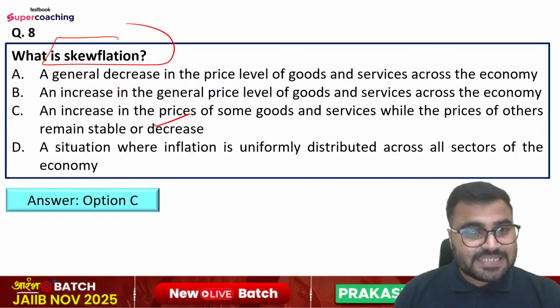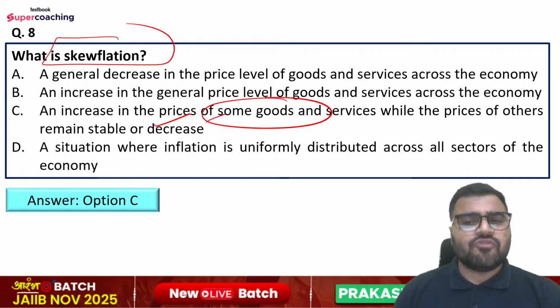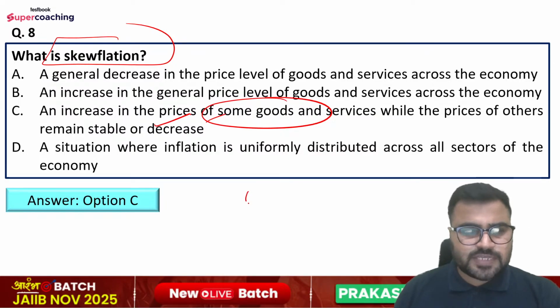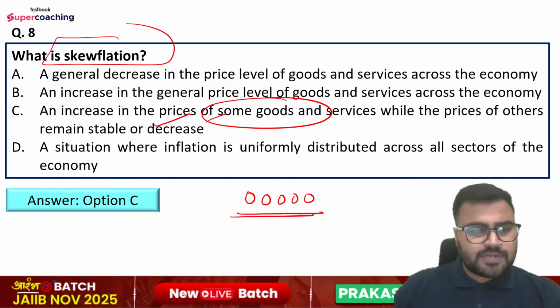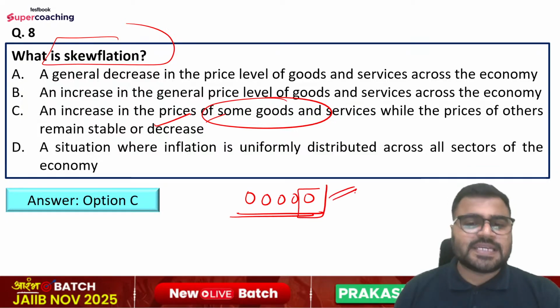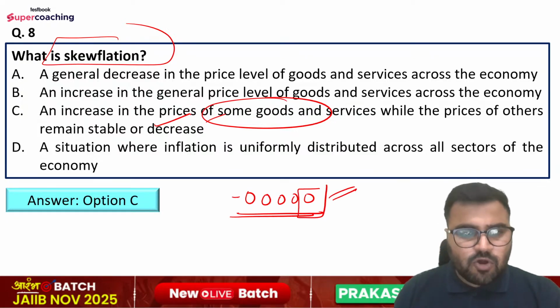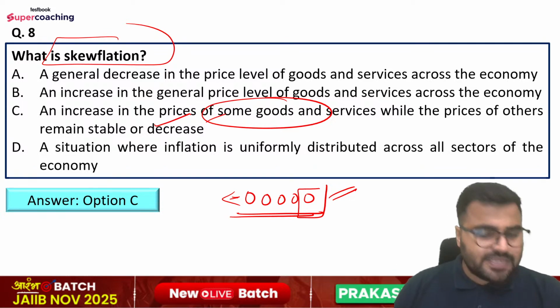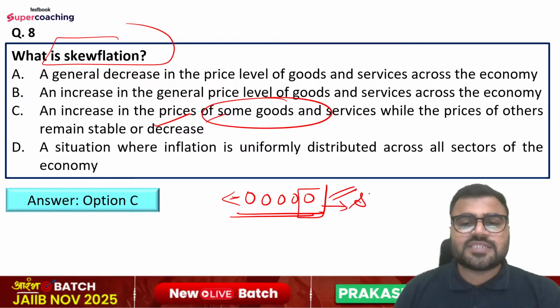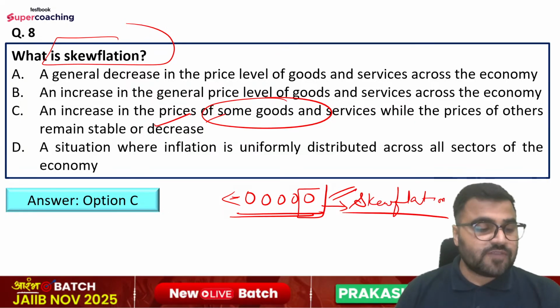That is an increase in the price of some goods and services while the prices of others remain stable or decrease. So let's take an example. Suppose in the economy, 5 goods are produced, right? Suppose only these 5 goods are produced in our economy, out of which only the price of one commodity is increasing and the prices of all the rest of the commodities are either remaining stable or decreasing. Then in that case, this phenomenon is known as skewflation. Right, this phenomenon is known as skewflation.